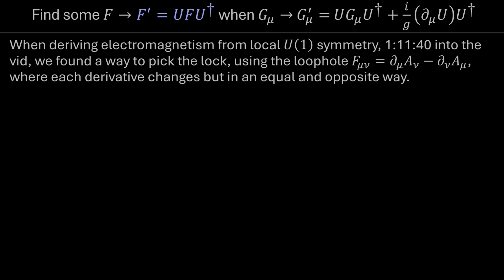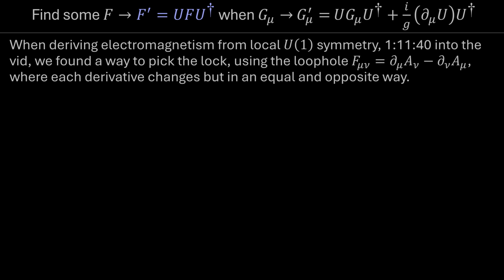See, because when it comes to electromagnetism, we brought in the photon field to clean up the mess created by a local U1 transformation. And then we were like, okay, what are all the ways that A mu can contain energy without violating local U1 symmetry? And we found that there was a very particular loophole, F mu nu equals partial mu A nu minus partial nu A mu, right, the 6 ways. And in this expression, each derivative is going to change under a local U1 transformation, but it's going to change in an equal and opposite way.